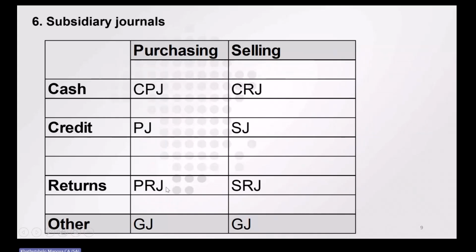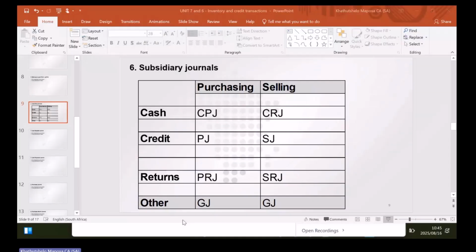And when our clients have returned the item, when we return the items that we have bought from our suppliers, we will record it in the purchases returns journal. Then let's come to the selling part. When we are selling for cash, it's the cash receipts journal. When we are selling on credit, it's the sales journal. And when our clients are returning things that they have bought from us, it's the sales returns journal. And all other transactions that do not fit any of those descriptions, we record them in the general journal accordingly.